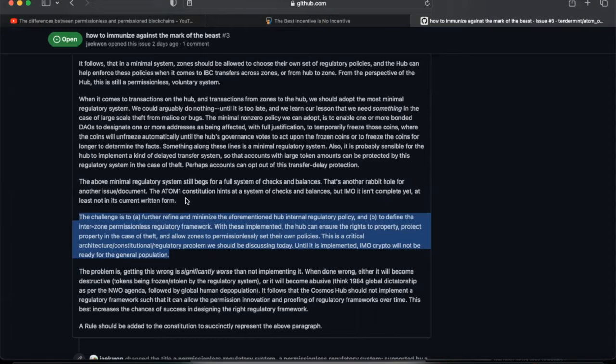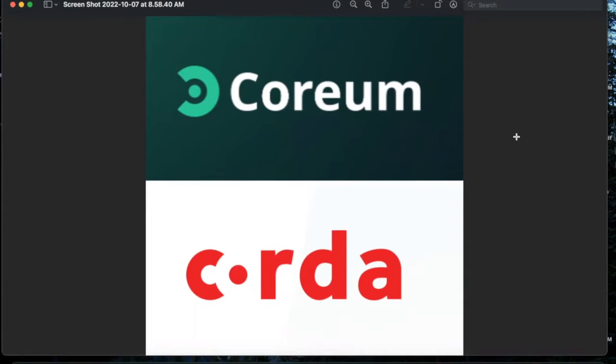With these implemented, the hub can ensure the rights to property, protect the property in the case of theft, and allow zones to permissionally set their own policies. This is a critical architecture, constitutional/regulatory problem we should be discussing today. Until it is implemented, in my opinion, crypto will not be ready for the general population. He also goes on to say the problem is getting it wrong is significantly worse than not implementing it in the first place. And now to move on to drawing some parallels between Coreum and Corda.